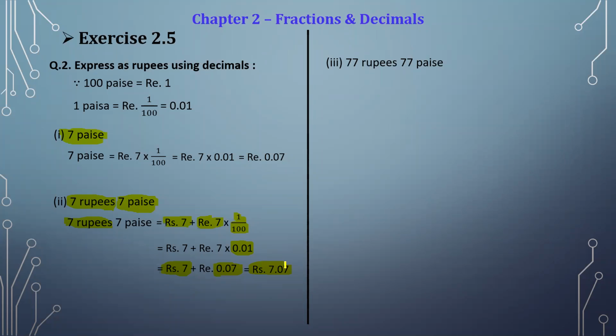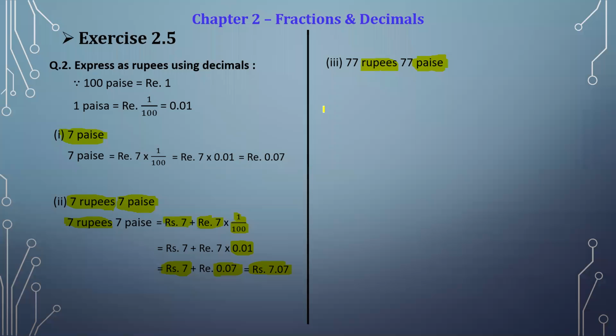Now here again a little bit higher order question is there. That means the value is increased now. Again, we have to perform the same method. Again, two units are there, rupees and paise. So the rupees are going to remain as it is. We have to convert this paise into rupees, and then we have to add those rupees to 77 rupees.